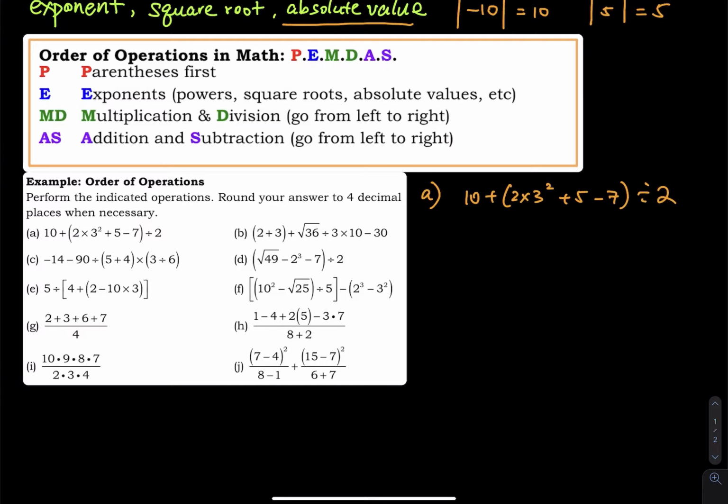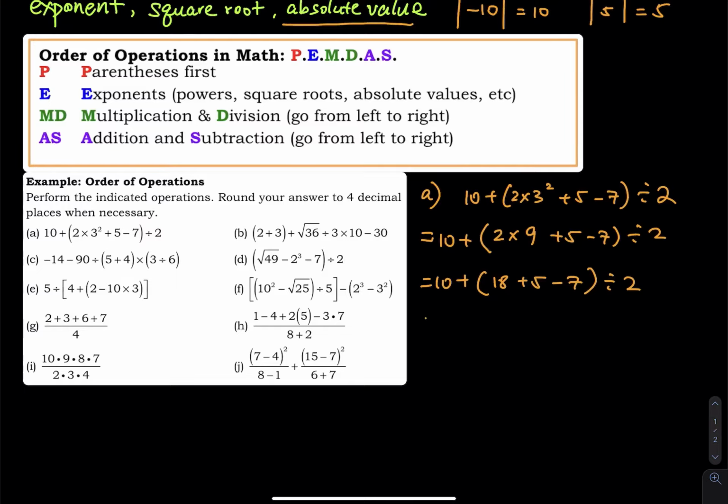Inside parentheses, we have 2 times 3 squared. So 3 squared is basically 3 times 3, right? So we draw an equal sign. Please start with an equal sign, so that tells me you are starting a line. So 10 plus, 3 times 3 is 9, right? And then plus 5 minus 7, divided by 2. And then 10 plus 2 times 9 is 18, plus 5 minus 7, divided by 2. So plus and minus, we go from left to right.